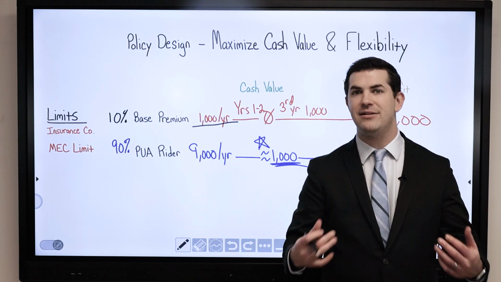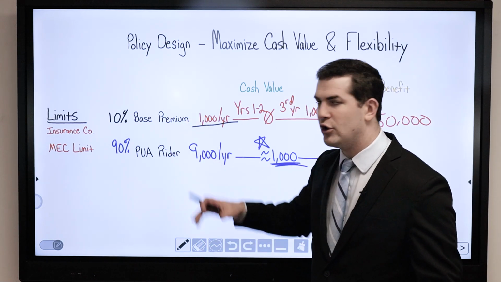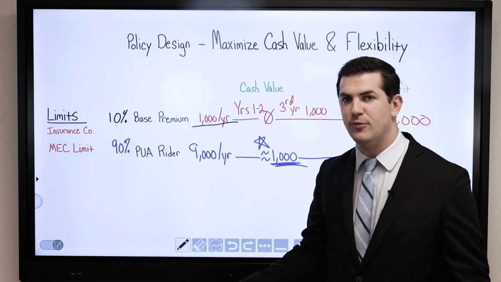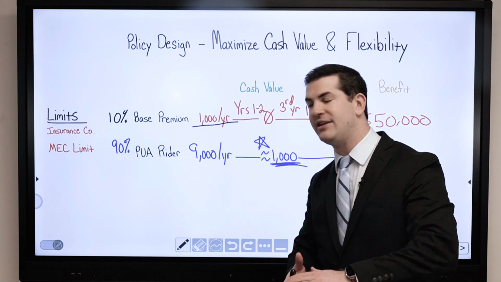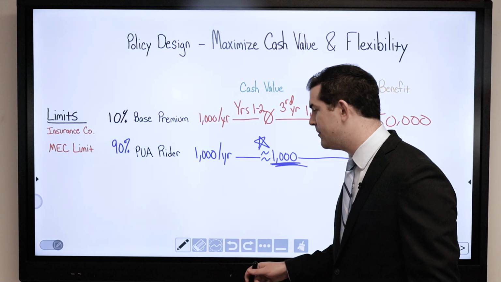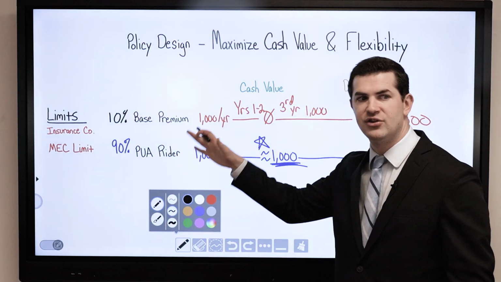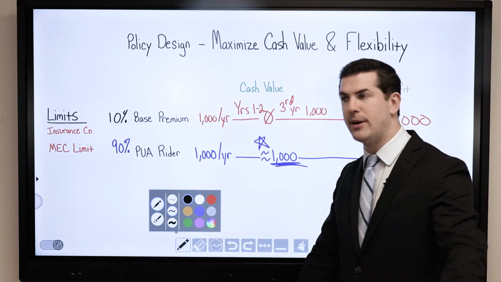If I want the ability to pay in $100,000 per year, I can commit to a minimum $10,000 base premium and then have the ability to throw in another $90,000 per year. All relative, always comes down to ratio. So the first limitation is the insurance company limits: how low will they allow me to go on my base premium?